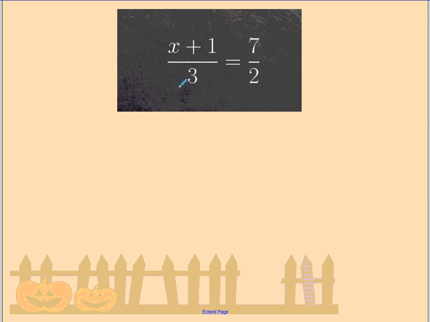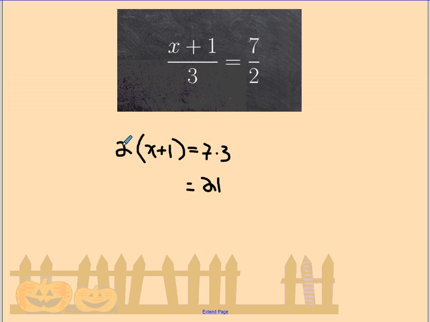So I have x plus 1 over 3 equals 7 over 2. So I'm going to cross multiply. I'm going to go 2 times x plus 1 equals 7 times 3. I know that 7 times 3 equals 21. And then I'm going to get my arrows popping. So 2 times x equals 2x, and 2 times 1 equals positive 2.